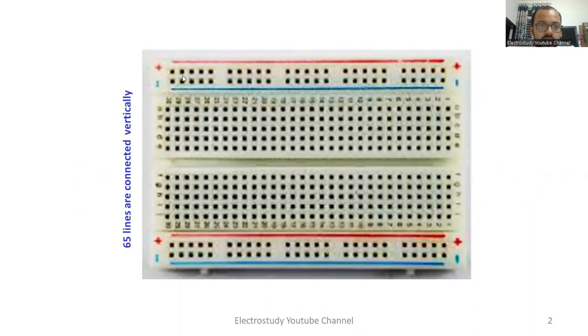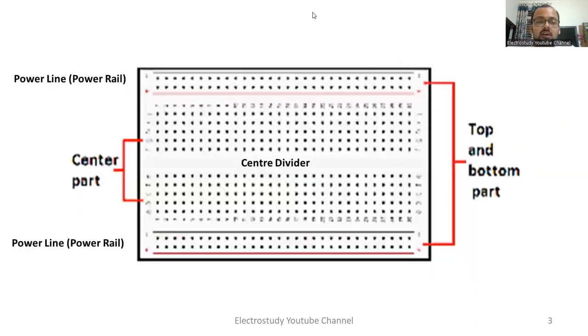As you can observe, there are so many dots available, so you'll be making the connections using these dot points. There are 65 lines which are connected vertically, which you can verify. How about the various segments of the breadboard? As you can observe, the breadboard is divided into 4 segments.